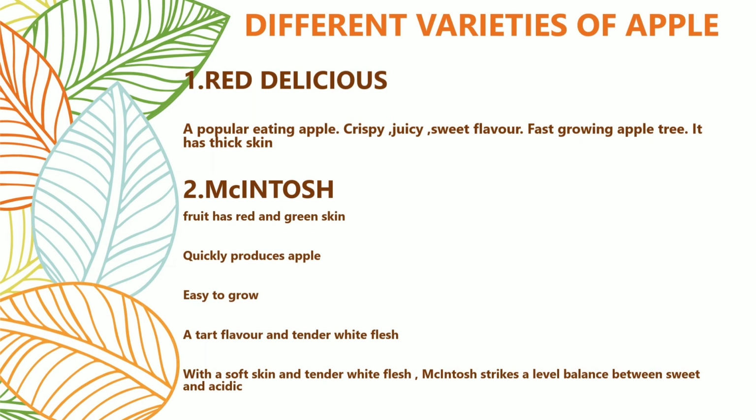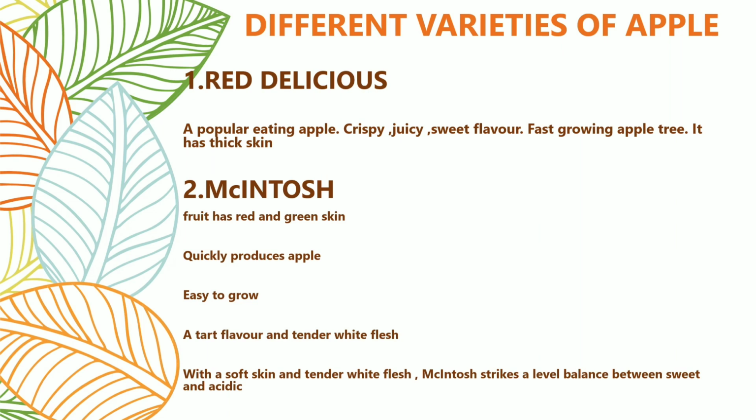There are different varieties of apples, and we have covered 10 of them. First is Red Delicious, which is a popular eating apple, crispy, juicy, sweet flavored, a fast-growing apple tree, and it has a thick skin. Second is Macintosh, whose fruit has red and green skin, quickly produces apples, is easy to grow, with a soft skin and tender white flesh.